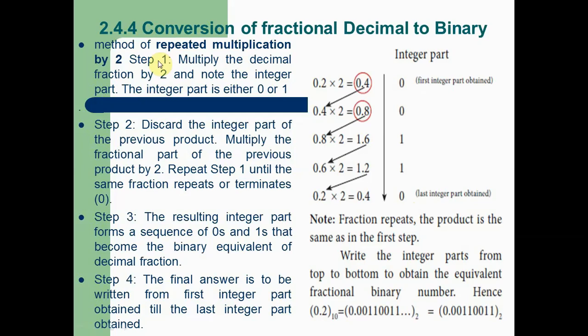So simply follow these steps. Step number 1, multiply the fraction number by 2. Leave the integer part, take the fractional part, and multiply again. Leave the integer part from the product, take the fraction part. Repeat the same step till we get the same fraction number or it terminates. Now from the result you can see the integer part contains either 0 or 1. Arrange these integer parts from the first integer to the last integer. You will get the binary equivalent for the fractional decimal number in this format.